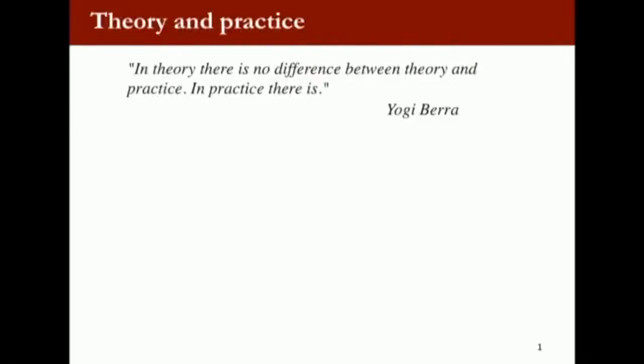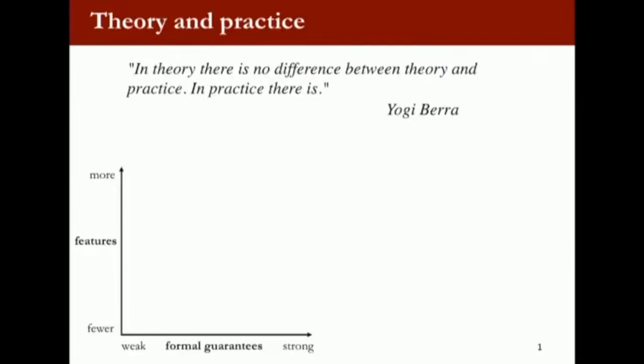So I'll start by quoting Yogi Berra, who was an MLB player. He says, in theory, there's no difference between theory and practice. In practice, there is, right? So I want to map this onto software security. I have this x and y axis. The x-axis is about the formal guarantees. The more to the left, the weaker the guarantee. The more to the right, the stronger the guarantee. And then on the y-axis, we have features. The closer to 0, you have fewer features. Up on top, you have more features.